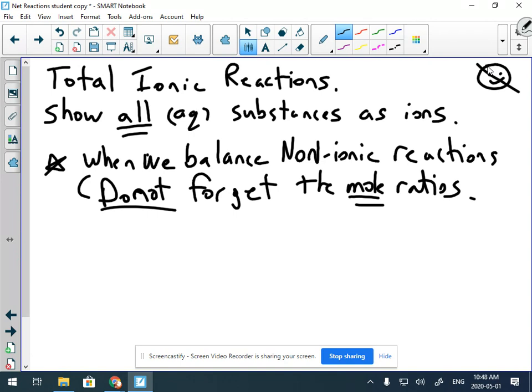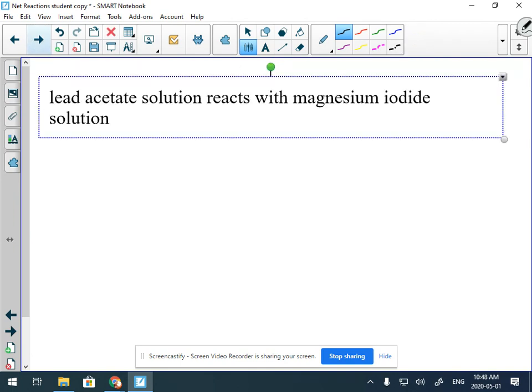Now, as I said yesterday, we're almost only going to do non-ionic reactions when we get to stoichiometry, but this process is really important for Chem 30. Okay, we'll just dive right into it.